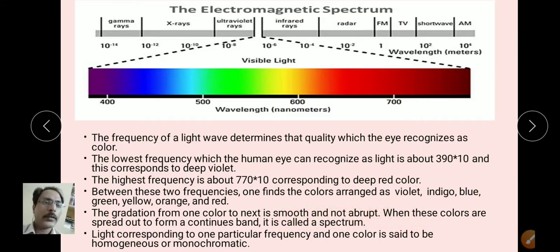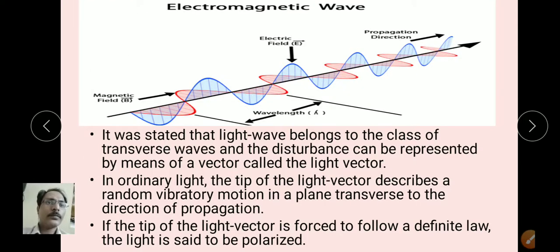The light corresponding to one particular frequency and one color is said to be homogeneous and monochromatic. Okay, let's move on to the electromagnetic waves.